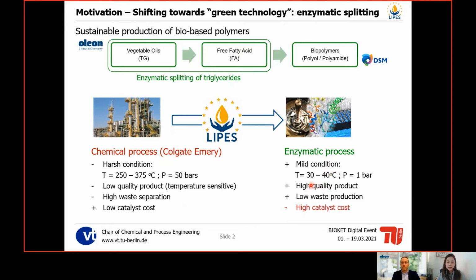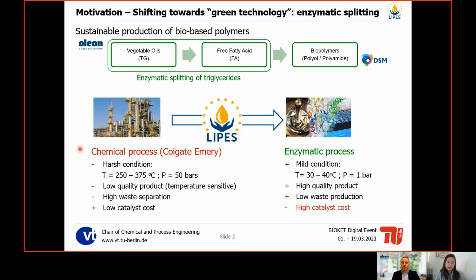And not only that, we can also reduce the waste production and reduce water consumption using the enzymatic process. A full list of the comparison between chemical and enzymatic process will be discussed later on in a later section.